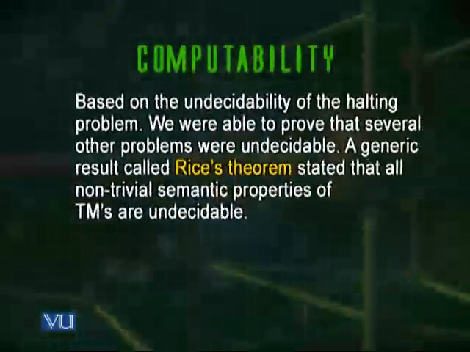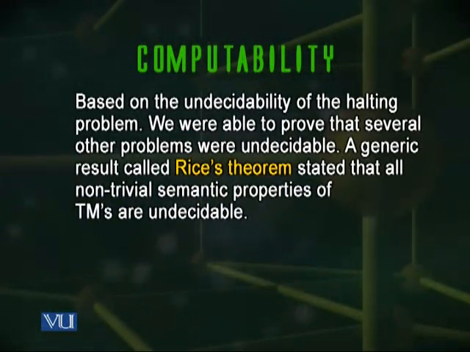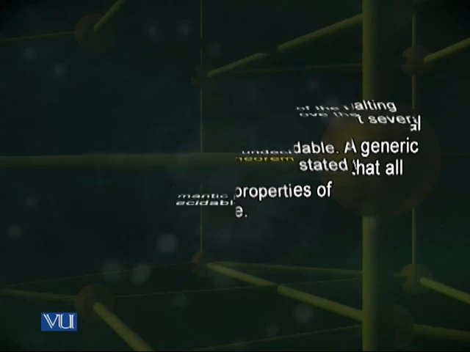And now we can start thinking about whether other computational problems are unsolvable or uncomputable. If we did not have Turing's theorem, perhaps we would not think of other problems. Based on this theorem, the undecidability of the halting problem, we were able to prove that several other problems are undecidable. A generic result called Rice's theorem states that all non-trivial semantic properties of Turing machines are undecidable. Rice's theorem is a very beautiful theorem. You can interpret it in many ways.